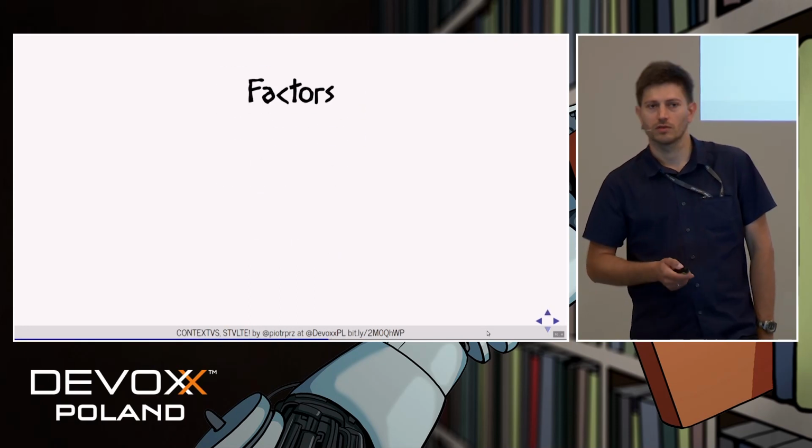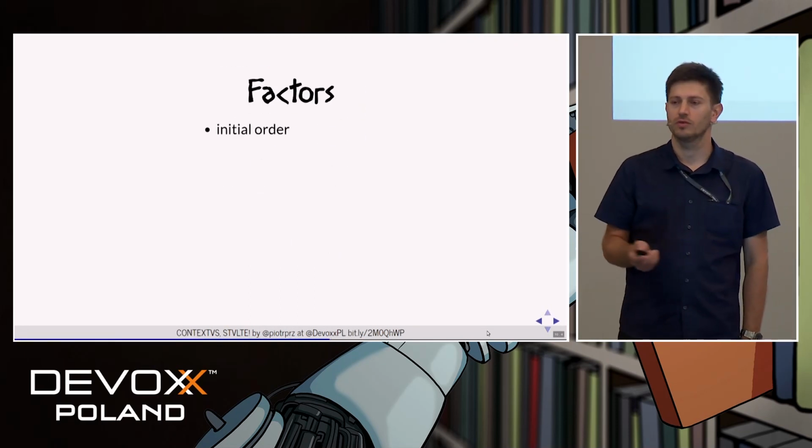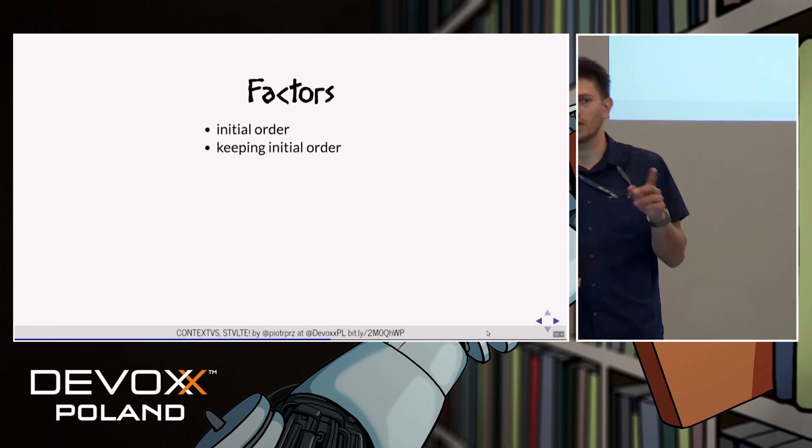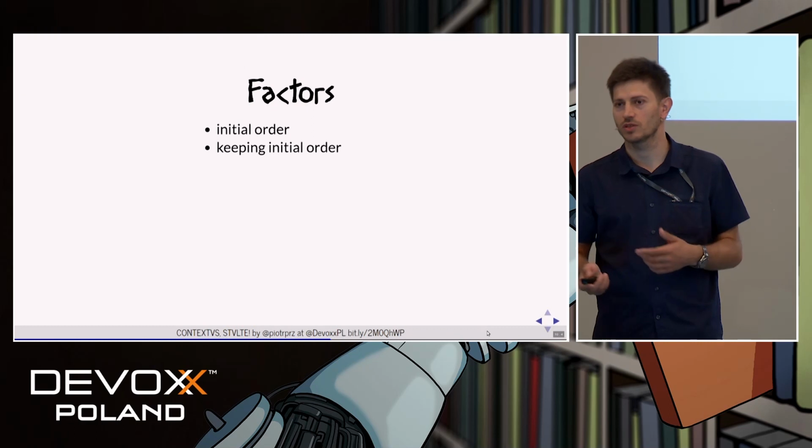So what are the factors of a sorting algorithm? Initial order of the data. Keeping initial order: if you have two A's, whether the first A will still be the first one after being sorted or not.